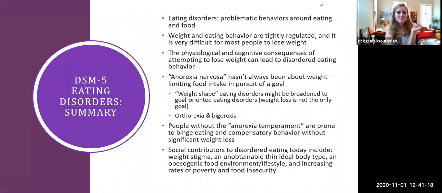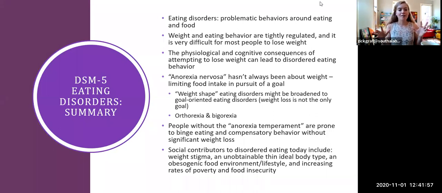But in a broader summary, eating disorders are defined as problematic behaviors around eating and food. Weight and eating behavior are very tightly regulated by our physiology. With ARFID, we talked about how food-seeking behaviors and food variety are regulated by reinforcement and associative learning, prepared conditioning. Here, we're talking about how our bodies are basically programmed to prevent us from losing weight. We evolved in an environment where the biggest threat to our survival was starvation, not diseases of obesity. The physiological and cognitive consequences of attempting to lose weight can lead to disordered eating behavior by putting someone into the binge, purge, restrict cycle.